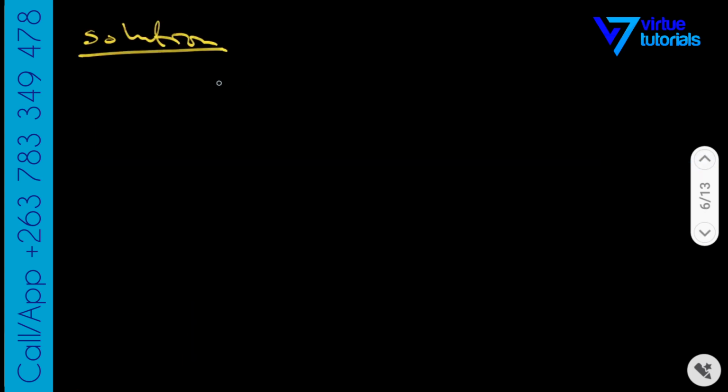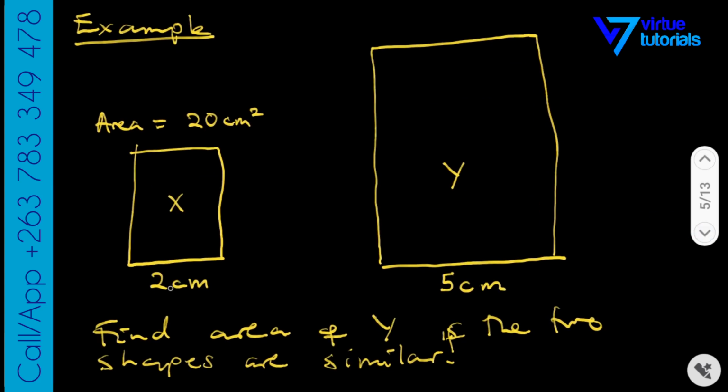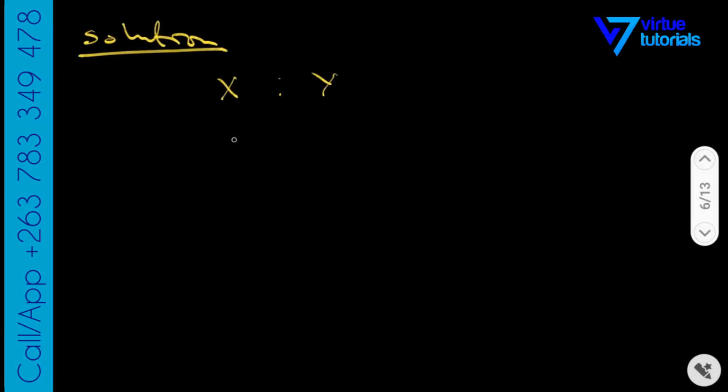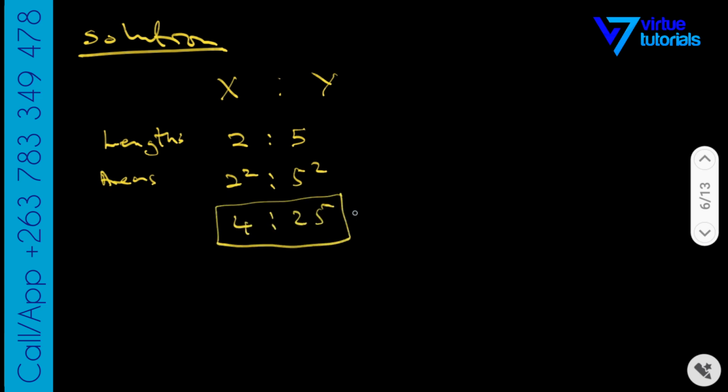So I have my x and I have my y. My ratio of lengths is 2 is to 5. To get the ratio of areas, what do I do? I square both. 2 squared is to 5 squared. 2 squared is 4, 5 squared is 25. So this is my ratio of areas.